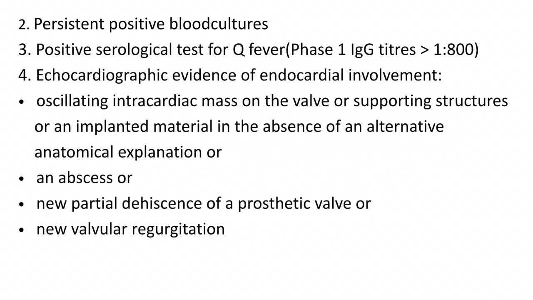And the fourth criterion is the echocardiographic evidence of endocardial involvement. You have to see either an oscillating intracardiac mass on the valve or supporting structures or on implanted material in the absence of an alternative anatomical explanation, or you should find on echo an abscess or a new partial dehiscence of a prosthetic valve. Dehiscence means splitting or bursting, or a new valvular regurgitation.